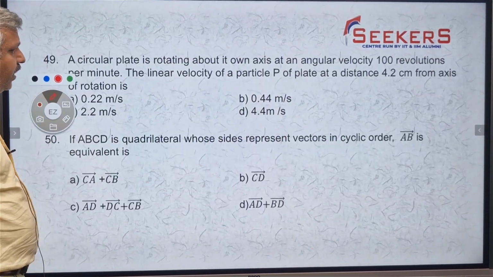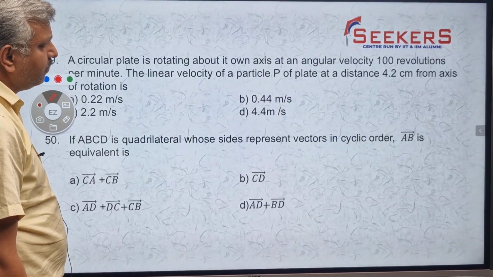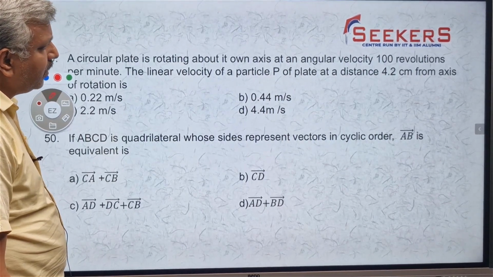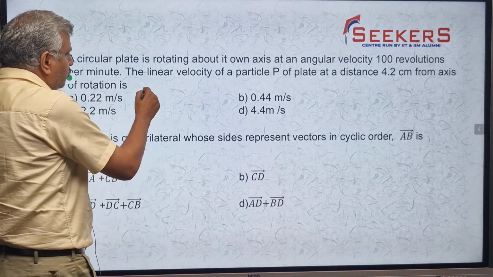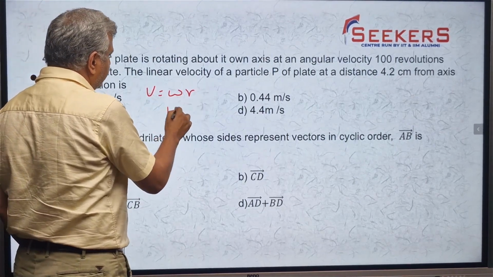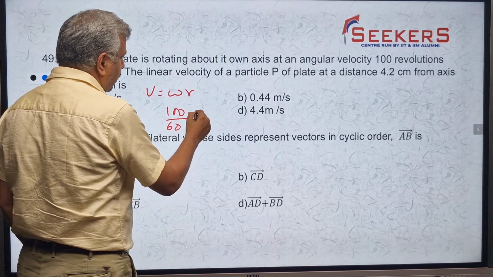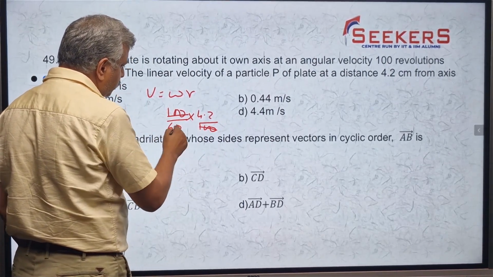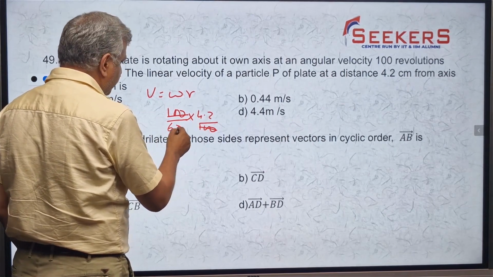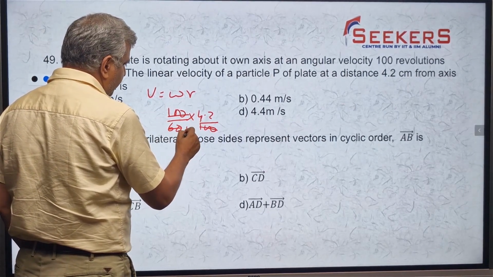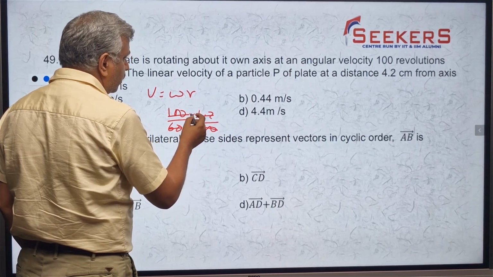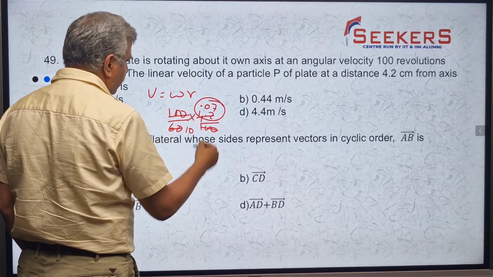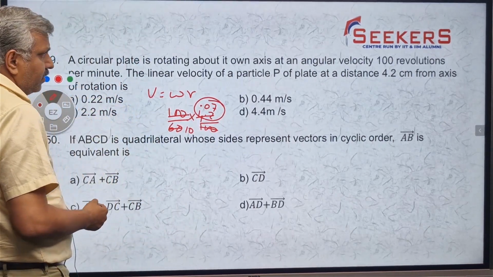A circular plate is rotating about its own axis at an angular velocity of 100 revolutions per minute. The linear velocity of a particle P on the plate at a distance 4.2 cm. So v is equal to omega R. Omega is 100 by 60, R is 4.2 by 100, so many meters per second. So I can cancel these two. 6 will go 7 times. So 0.07. So the answer is 0.07 meters per second.